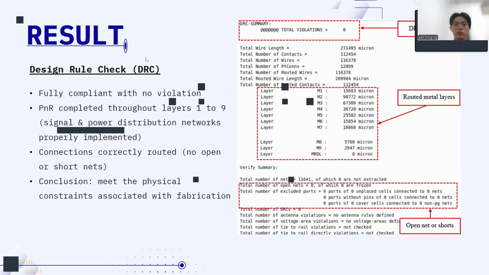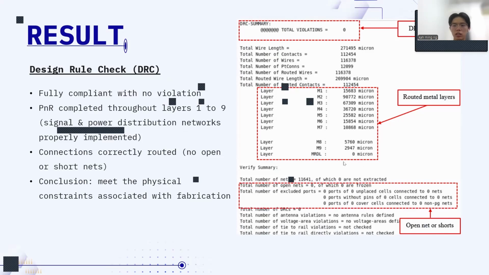Next will be the physical verification part. The first check is the design rule check, which we usually call DRC. It verifies whether our design meets the physical constraints associated with fabrication. By observing the report here, it's clear that there are no violations since it shows 0. The place and route has also been completed from layer 1 to layer 9. This indicates that the signal and power distribution networks have been properly implemented. And lastly, the connections have been correctly routed because there are no open and short nets inside the design.